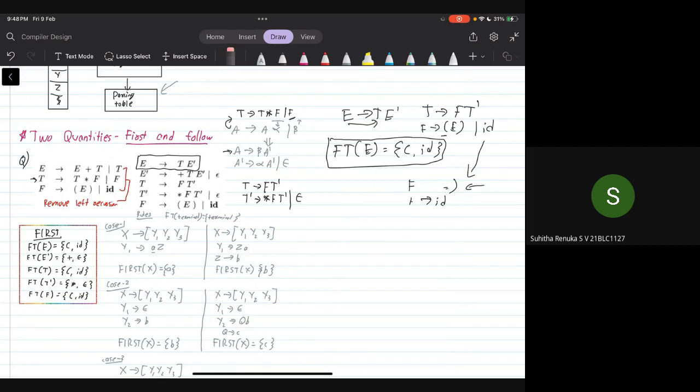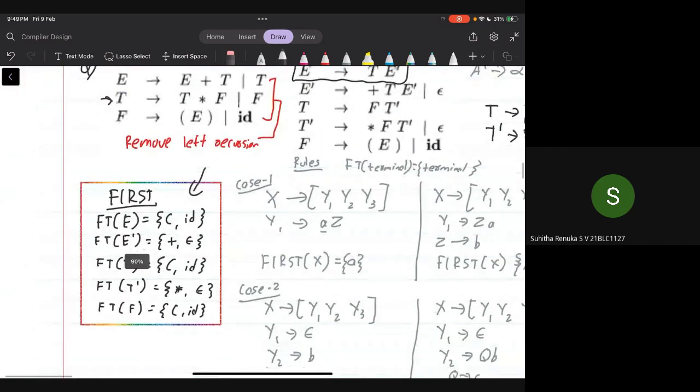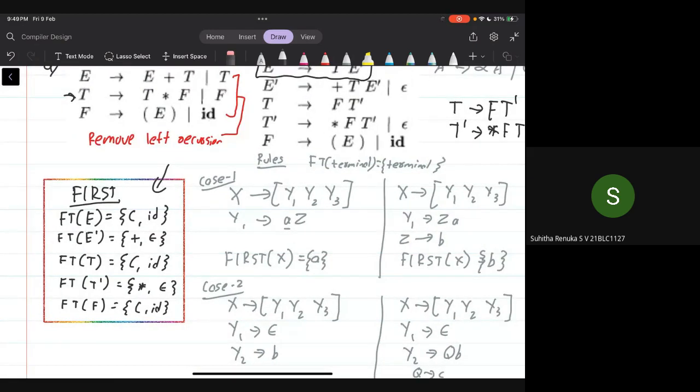Next. Where have you written first of E? First of E is here. And for next, first of E dash. What are these rules which you have written, case one, case two?